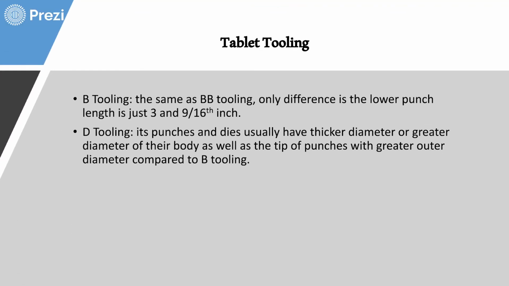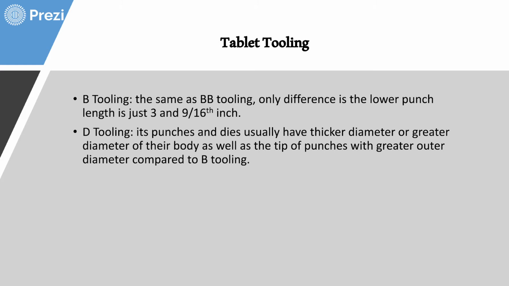B tooling, also known as BB tooling, differs only in the size of the lower punch. It is 3 inches and 9/16th inch. When we talk about the D tooling, its punches and dies usually have a thicker body diameter, as well as the tip of the punches with a greater outer diameter compared to the B tooling.